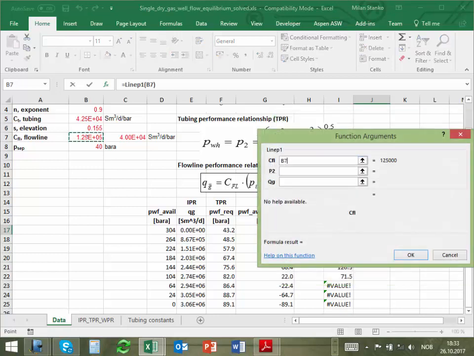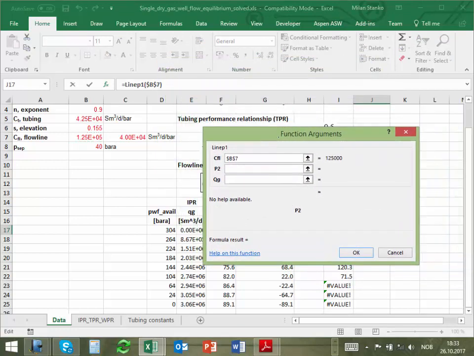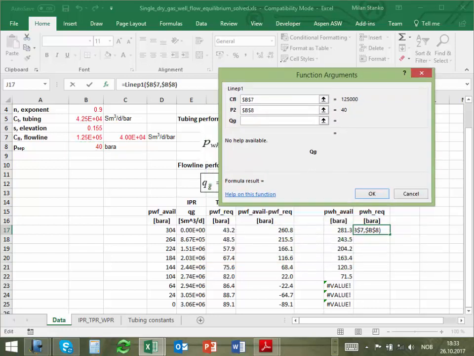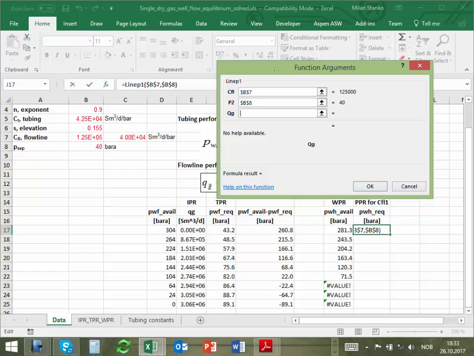The C of the flow line is this one. I block it. P2, what is the pressure at the discharge? Separator pressure, right? The flow line is reaching just to the separator. That I block it also. And then for the rate, I use the same logic. If there is going to be an intersection between WPR and PPR, it's going to be in the WPR range. So I use the same range of rate that I had before. This one here. So this is only one rate.